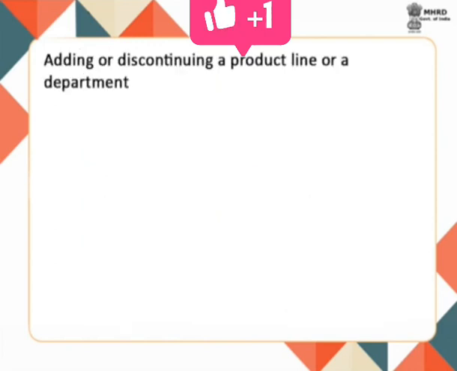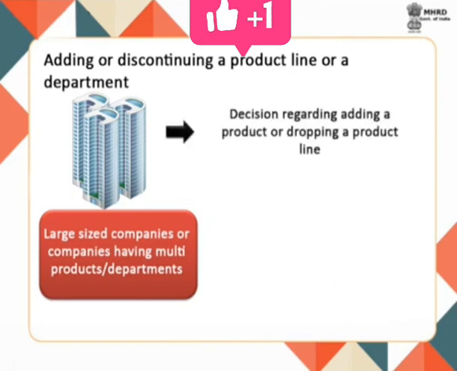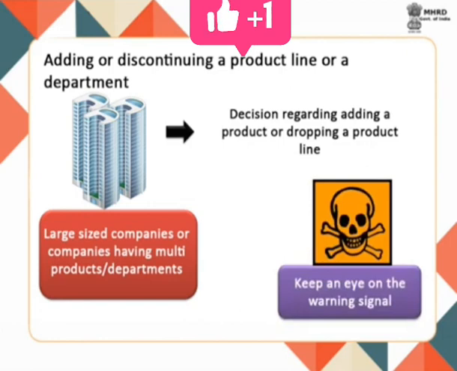The next managerial decision is adding or discontinuing a product line or department. Invariably, large sized companies having multiple products or departments come across situations where the management has to take decisions regarding adding a product or dropping a product line. The management must keep an eye on the warning signals which indicate that a product is in danger zone.